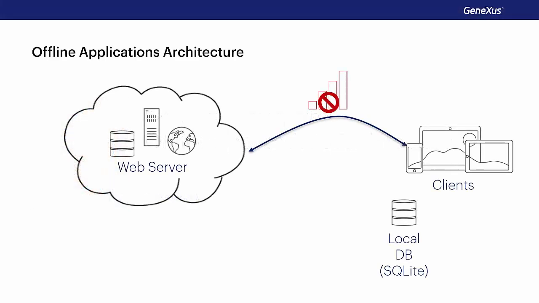In this video, we'll talk about the architecture of offline applications. We'll start by talking about offline applications. In this case, we want all the data managed by the mobile application to be accessible even when there's no internet connection.